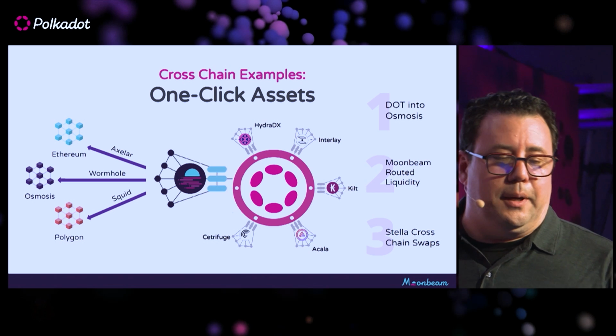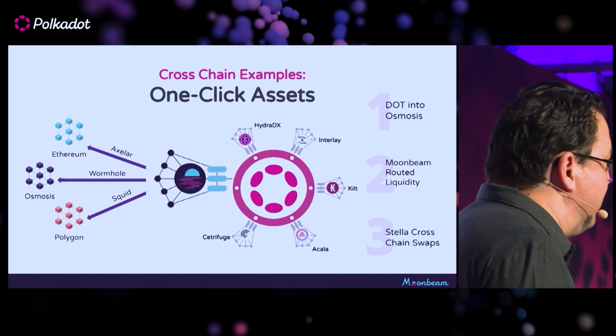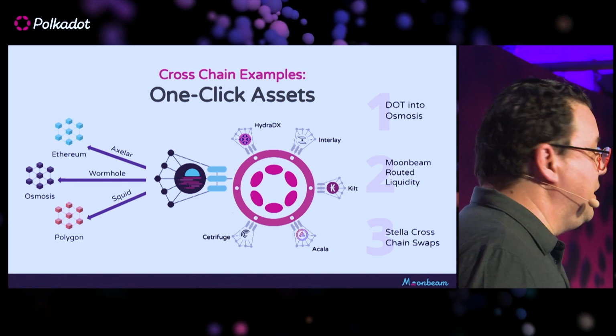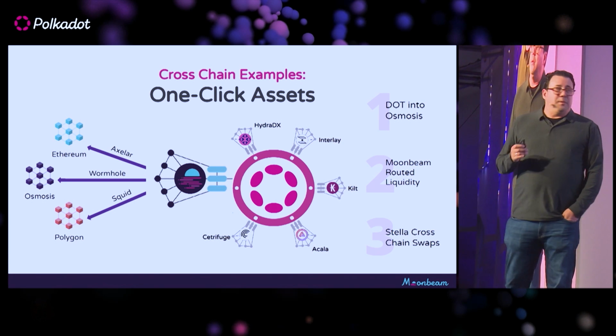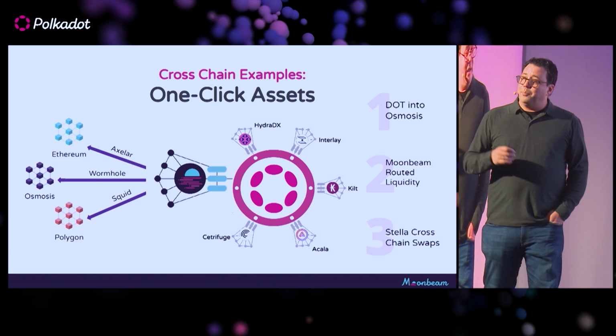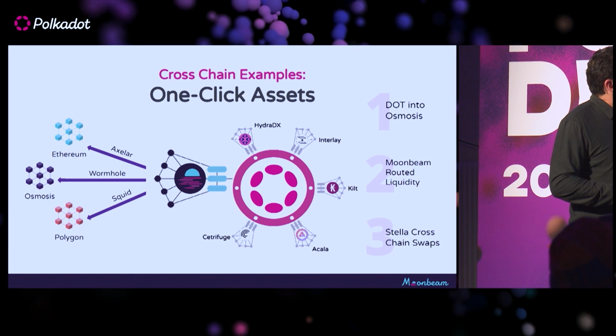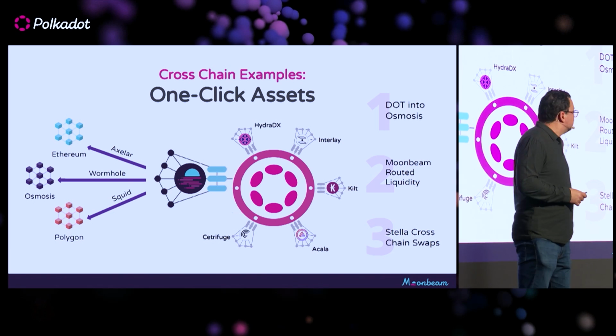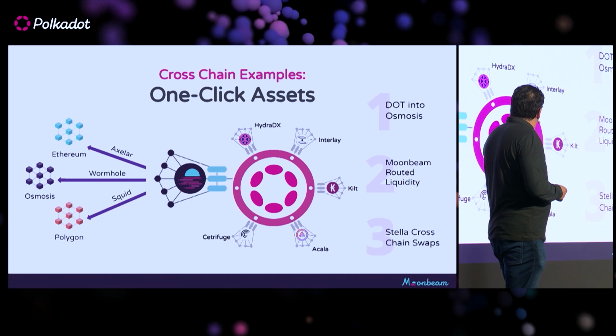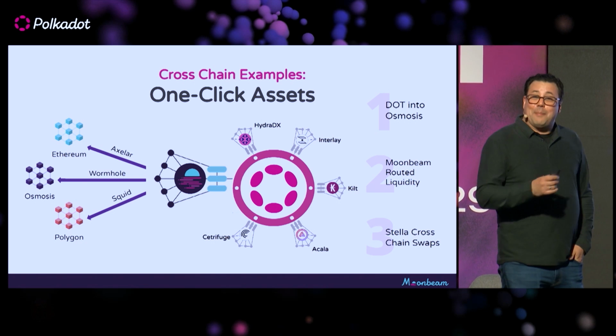The first one is an integration that the Osmosis team has done. Osmosis, for those of you that aren't aware, is an app chain that implements a DEX in Cosmos, so not even a Polkadot project. So what they wanted to do was allow users to one-click deposit DOT into their chain. So how does that work? There's a lot happening behind the scenes here.